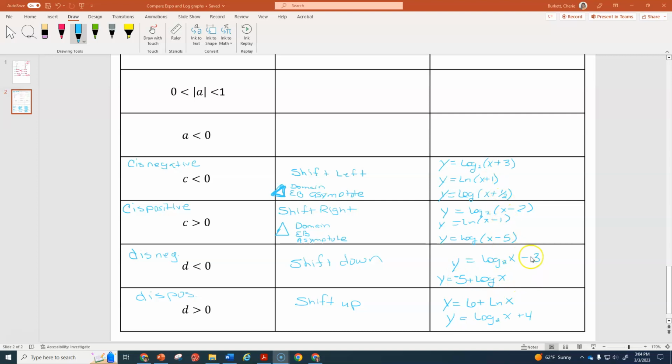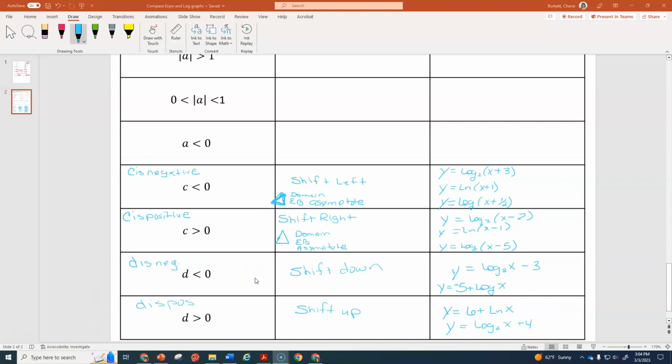What's the main difference between C and D? C must have parentheses around it. I really can't think of any published document where they gave you a C and they didn't put it in the parentheses, because without the parentheses it would be almost impossible to distinguish between a C value and a D value. So C values are always going to be inside the parentheses. D values should not be inside any parentheses. And the same thing is true when D is positive, except you're going to shift up. And again, the number can be written in front of the log like it is right here, or it can be written behind the log.